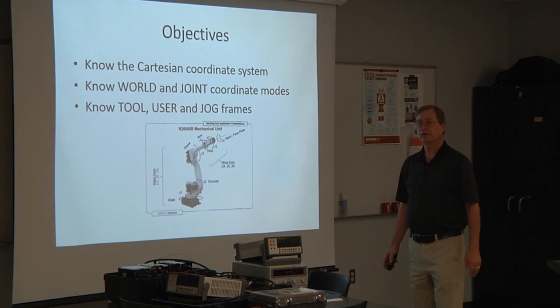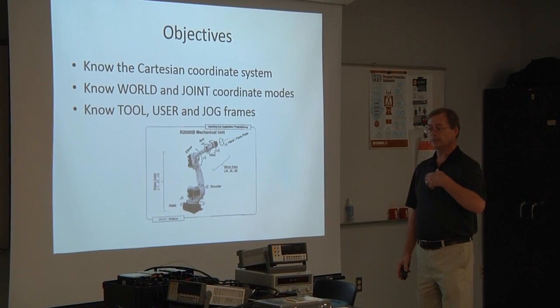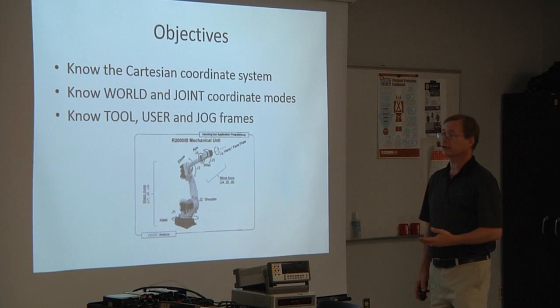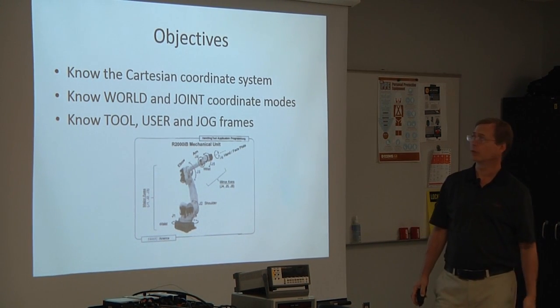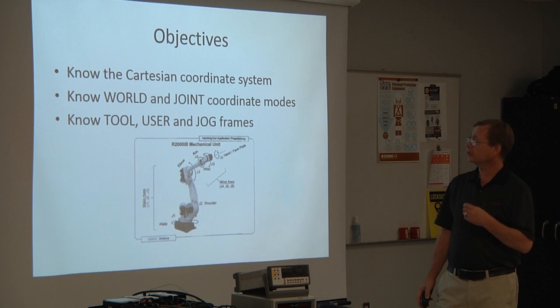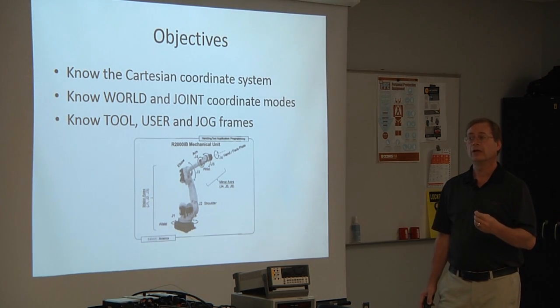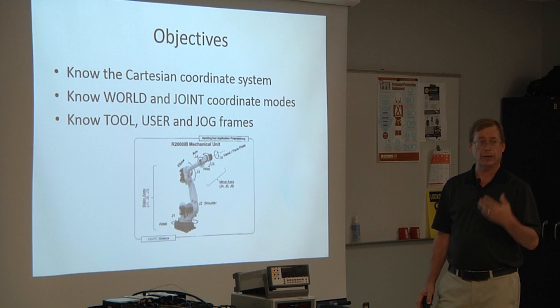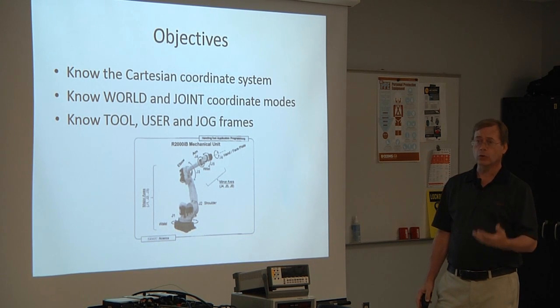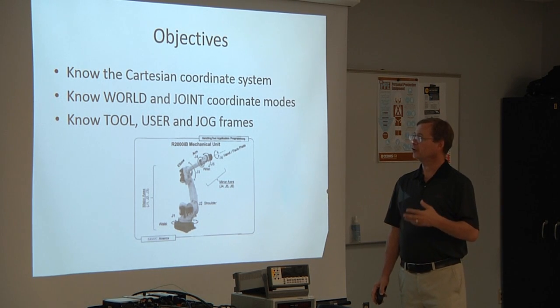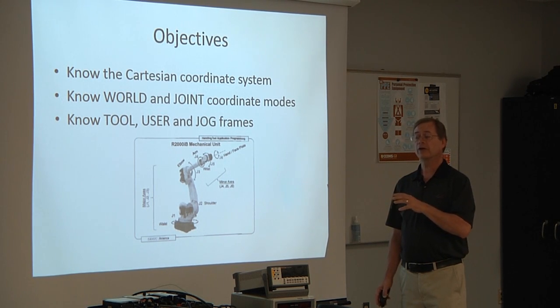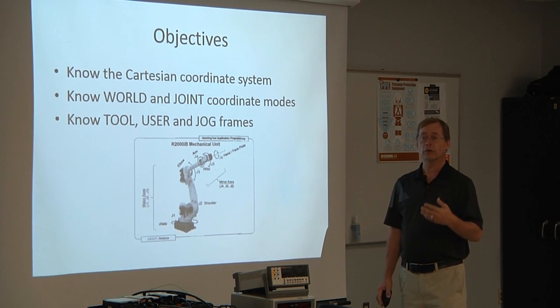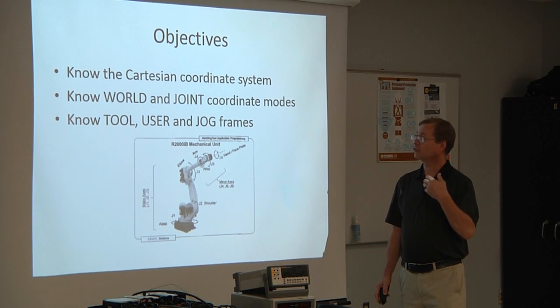So the objectives of this presentation will be to get you to know the Cartesian coordinate system, or maybe just refresh something you already knew. And then help you understand the most common user frames used not only by FANUC but by most robot manufacturers, and that are the world and joint coordinate modes. And then some very specific user frames, or reference frames, that are used by FANUC robots that can help you be more productive when you come to write your programs. And those are the tool, user, and jog frames.